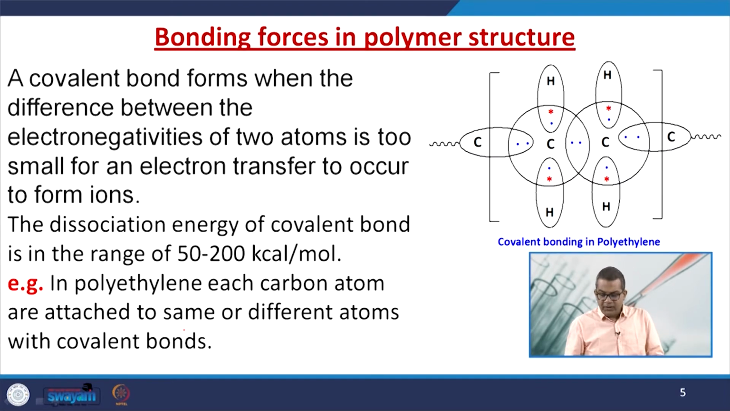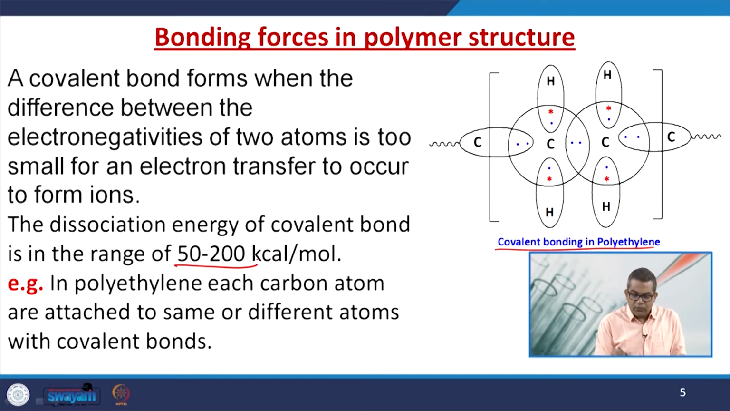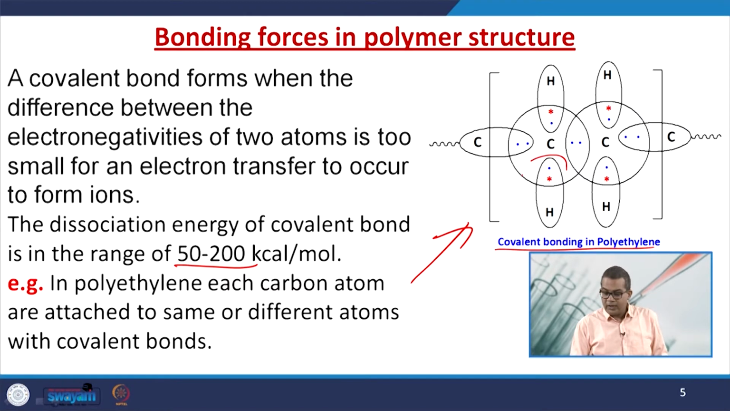So, you see that here there are different types of bondings, like the covalent bond in the polyethylene structure. As I talked about, the bond energy among the different molecules, in this case the dissociation energy of this covalent bond structure, is usually in the range of 50 to 200 kilocalorie per mole. Now, here you can see the polyethylene, each carbon atom is attached to the same or different type of atom with covalent bonds.